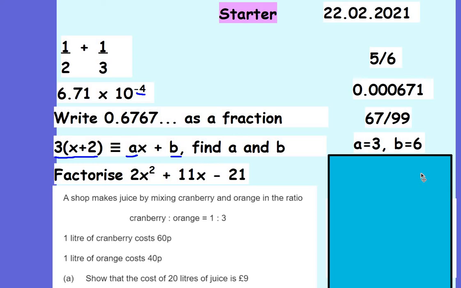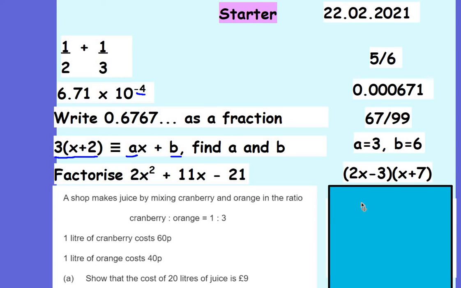For the next one, I asked you to factorise that expression. That means put it into brackets. You know one of the brackets has got to be 2x. You know the two numbers are going to have to multiply to give you negative 21. And if you use negative 3 and 7, that will work for you.